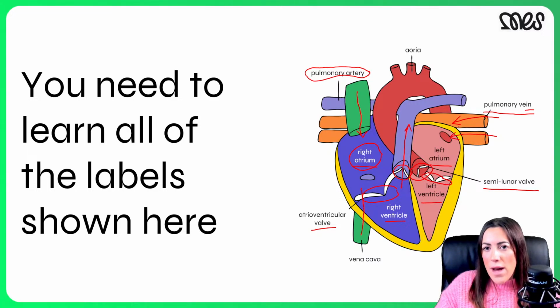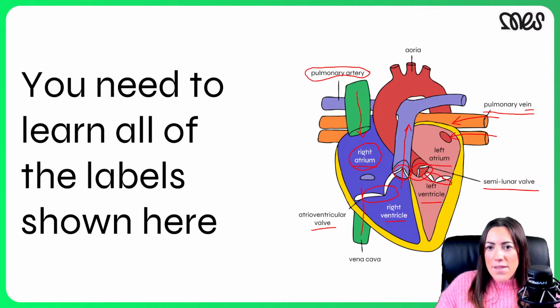A few questions about the vena cava. If you're doing AQA biology, you can just say vena cava. If you're doing OCR biology, this one at the top is the superior vena cava and this one at the bottom is the inferior vena cava. But for AQA biology, we can just say vena cava. Definitely, if you're doing AQA, just vena cava.